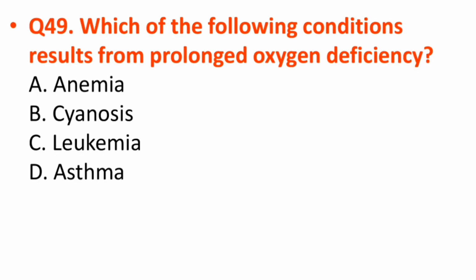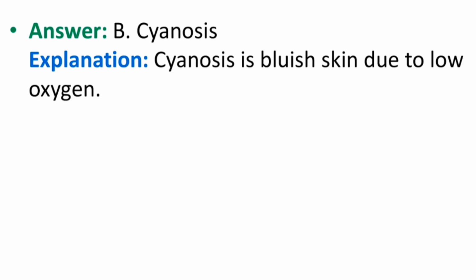Which of the following conditions results from prolonged oxygen deficiency? Option A anemia, option B cyanosis, option C leukemia, option D asthma. The correct answer is option B cyanosis. Cyanosis is bluish skin due to low oxygen levels in the blood.